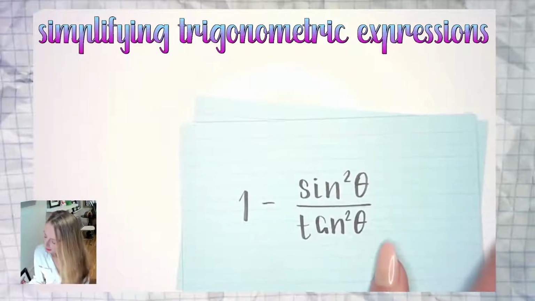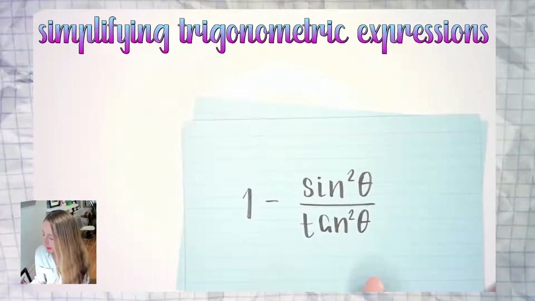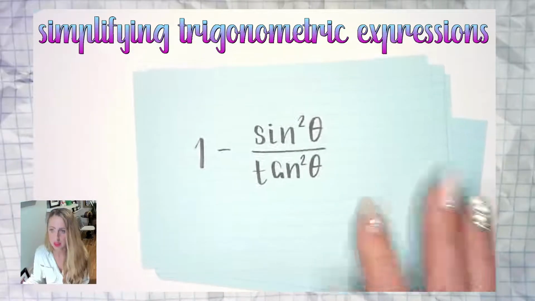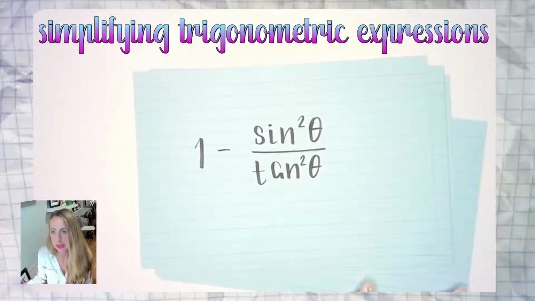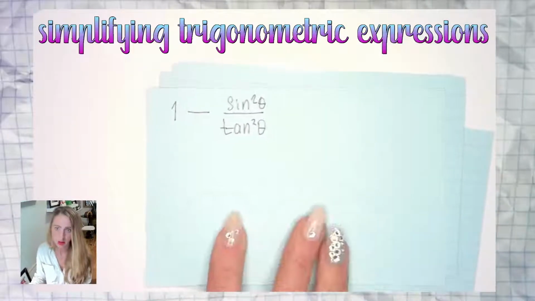All right, well, let's get into this example. We are going to simplify 1 minus the quotient between sin²𝜃 and tan²𝜃. So how should we start?